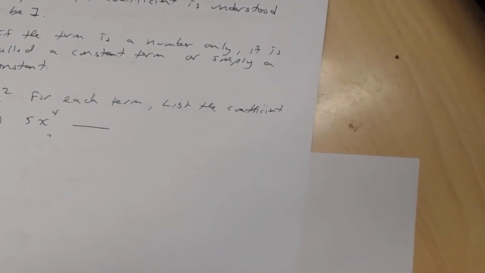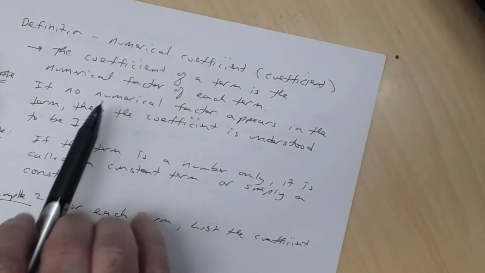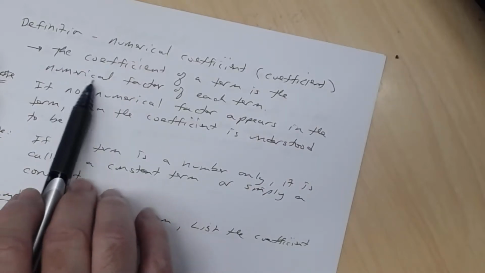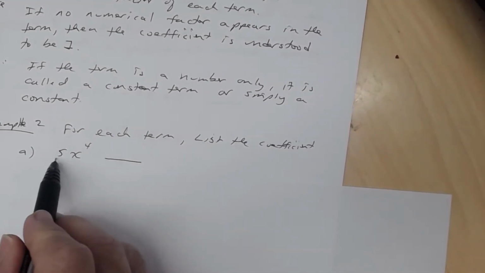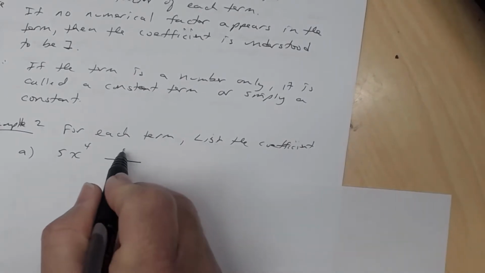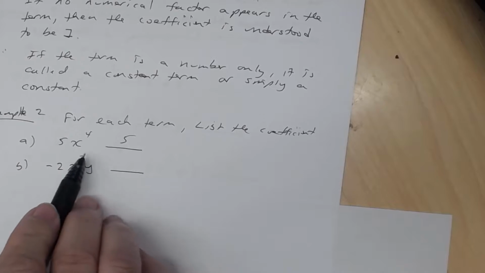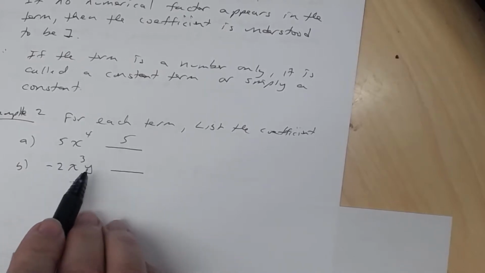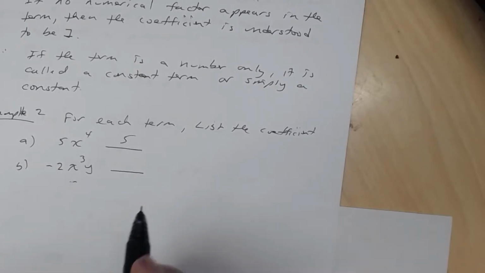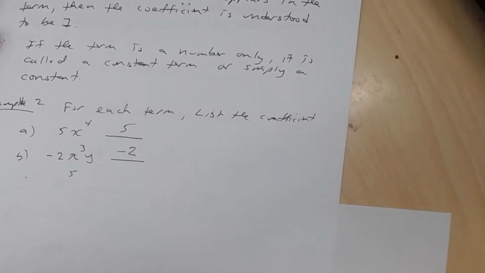In example 2, for each term, you want to list a coefficient. Remember, the definition of coefficient, the same as numerical coefficient, is the number that you're multiplying the variable by, the numerical factor. In 5x to the 4th, the coefficient would be 5. In negative 2x cubed y, you're multiplying the variables by negative 2. So negative 2 times x cubed times y. The numerical coefficient is a negative 2.